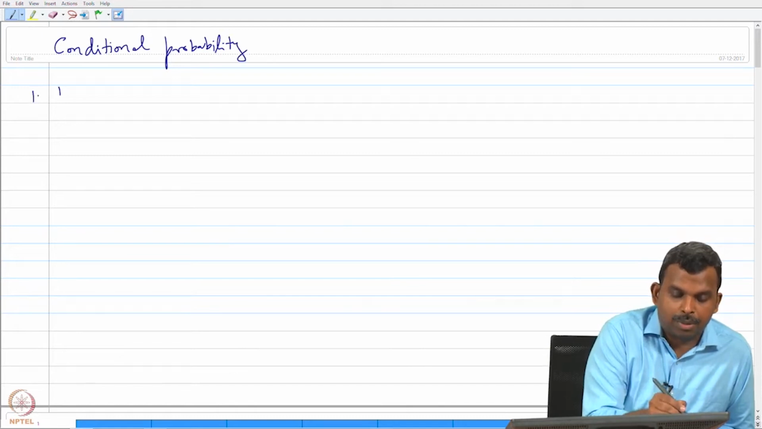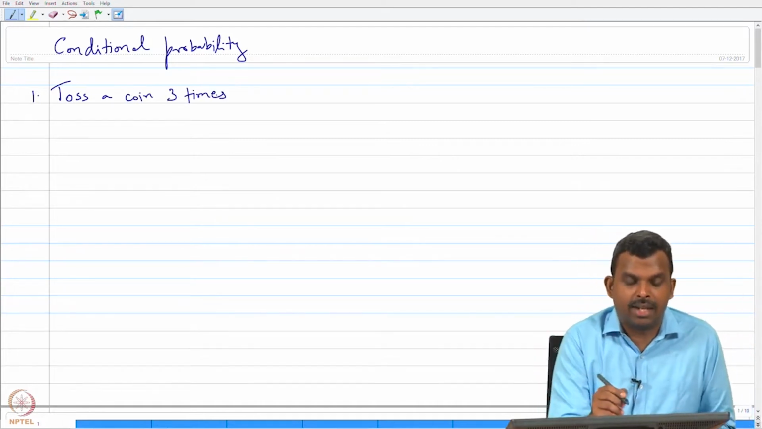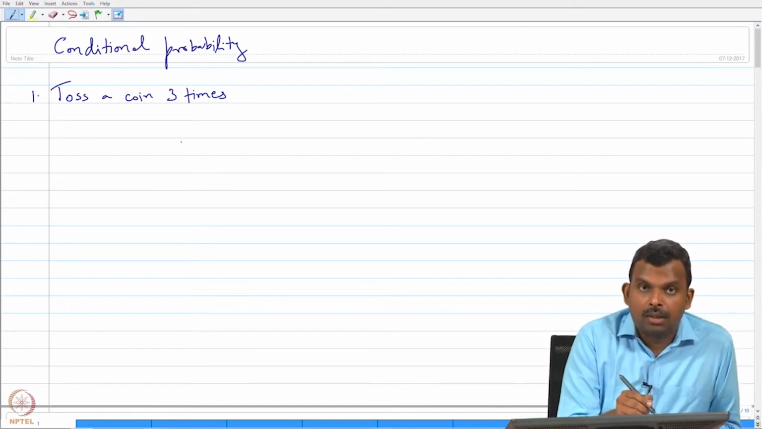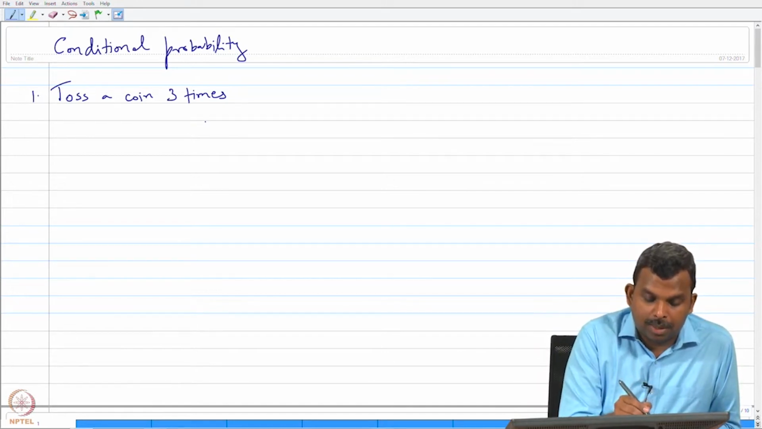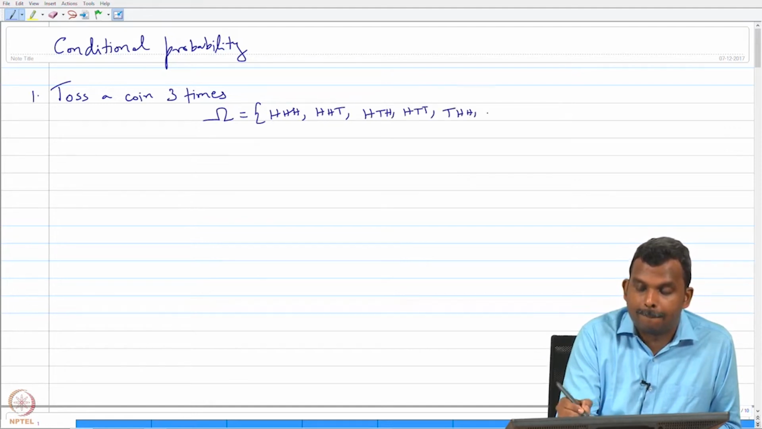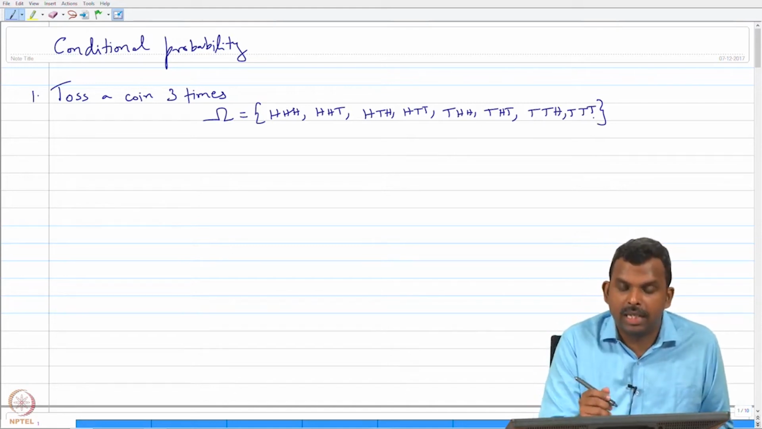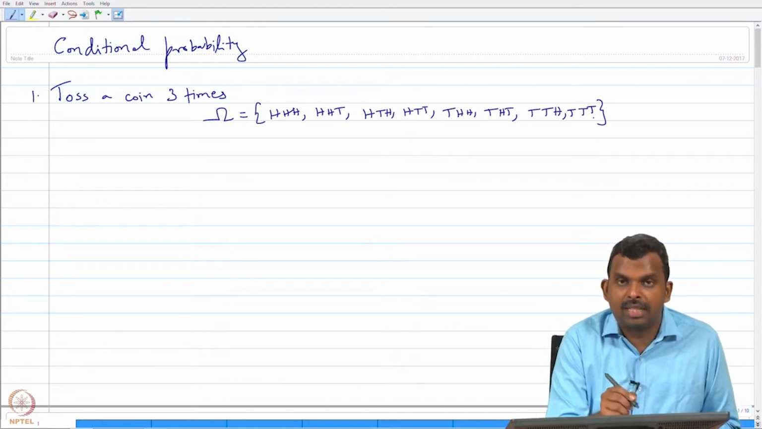The first example we will look at is to toss a coin 3 times. This is a relatively simple example where I will just illustrate the ideas of conditional probability. As you know, the sample space has 8 possible outcomes. I have written this several times now, so you must be getting used to it. You can take the 8 outcomes as equally likely and one can define events.